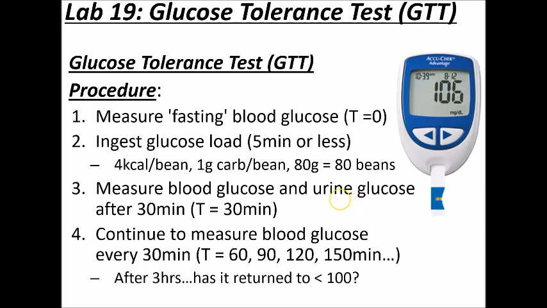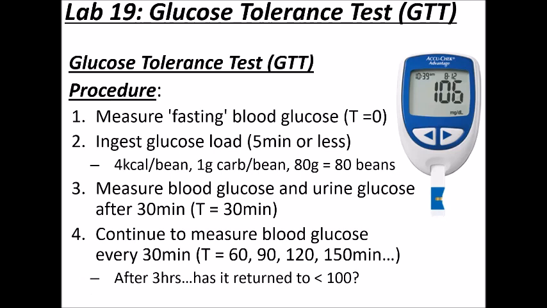So again, to quickly review our procedure for the glucose tolerance test, we measured fasting glucose. That was T0. We put fasting in parentheses because we did not require the students to fast, especially the ones later in the day. It's unreasonable to ask students to fast for 12 hours for an evening or afternoon class. The students would then ingest a glucose load, in this case approximately 80 Jelly Belly jelly beans, equaling 80 grams of sugar.